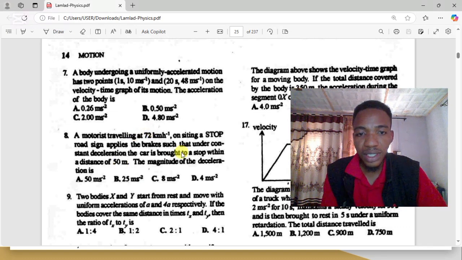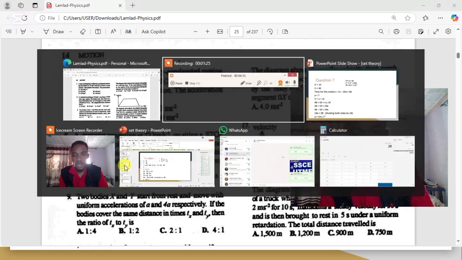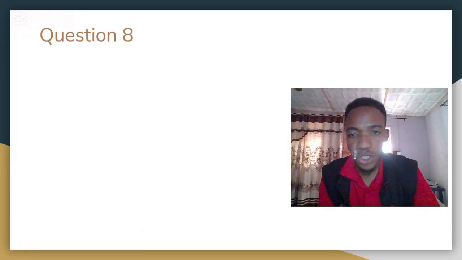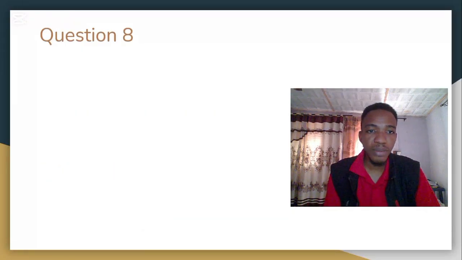Our initial velocity is 72 kilometers per hour. Our final velocity is 0 because it's coming to a rest, and the distance covered is 50 meters. So let's try to solve that. Question number 8. So let's write down our parameters.